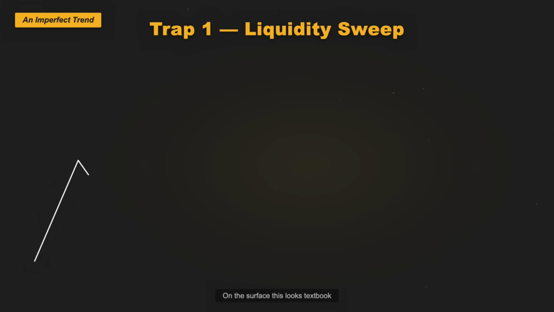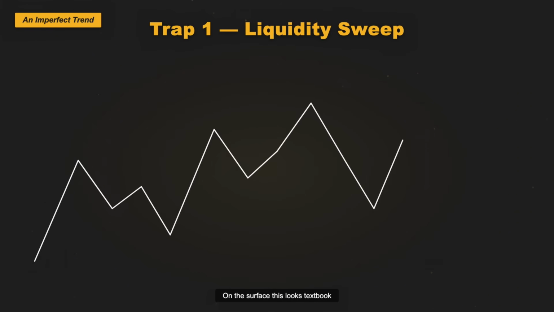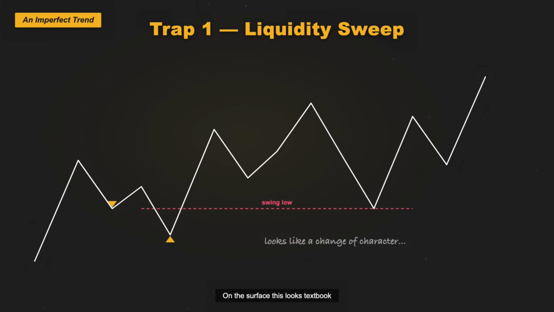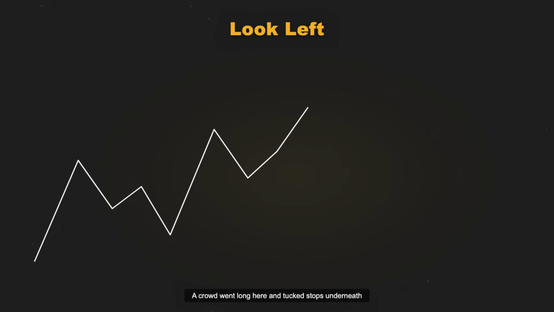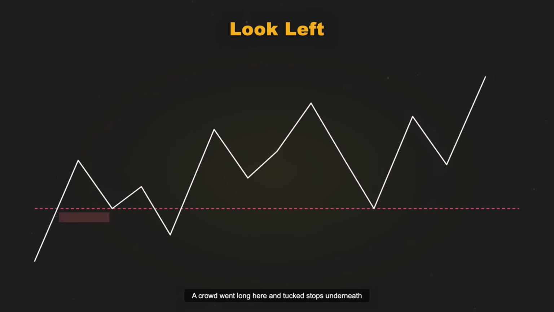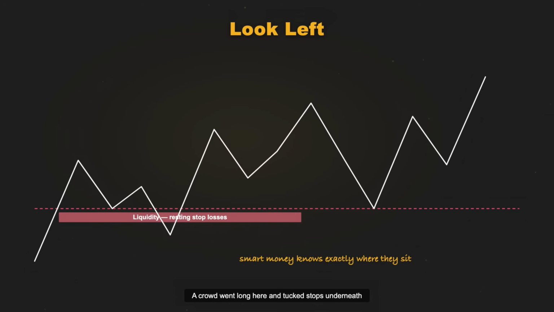The first is a liquidity sweep. Take this swing low. Price breaks below it, and on the surface that looks like a textbook change of character. But look left. That level lines up with a significant liquidity pool, a place where a crowd of traders went long and tucked their stop losses just underneath. Those stops are resting orders, they're fuel, and smart money knows exactly where they sit. So price is driven below the low, the stops are triggered, the liquidity is collected, and then price turns straight back up in the original direction.